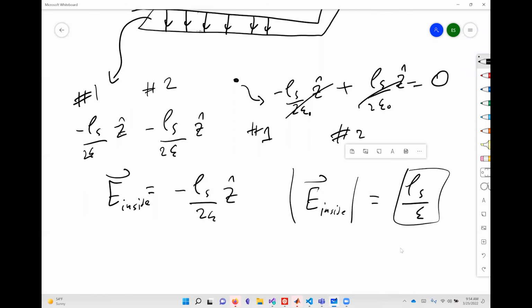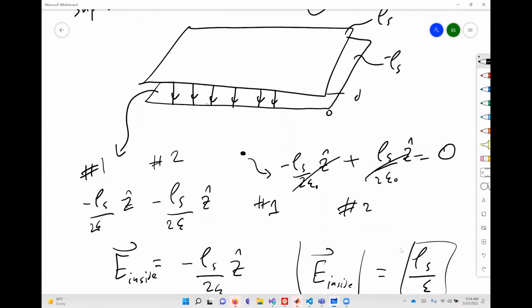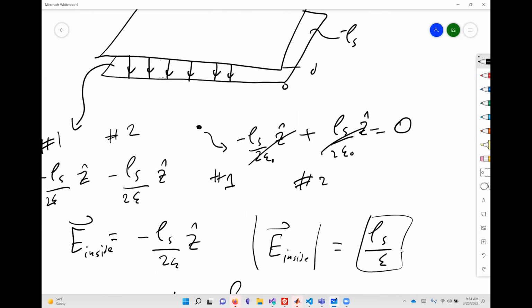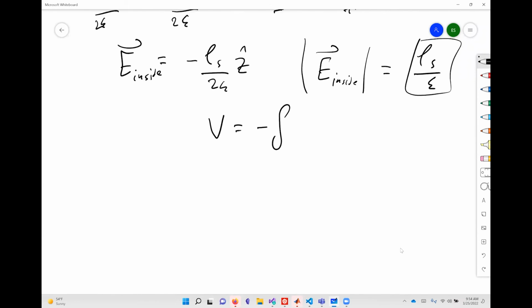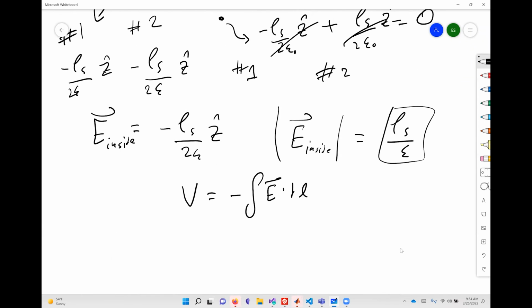What is the voltage, by the way? The voltage is minus, so this is 0, distance d, the voltage from the lower plate to the upper plate. You just do E dot dl, 0 to d. E is constant, right? I can take it out. So E is going to be rho S over epsilon. And then I integrate, this is going to just be d, because the negative sign cancels with the negative sign, and I'm integrating from 0 to d. So it's going to be just d. Okay.